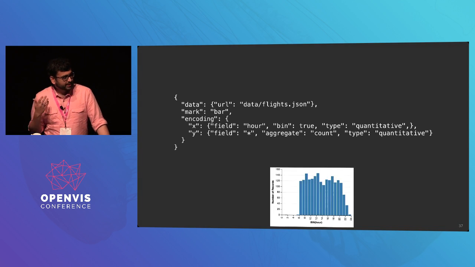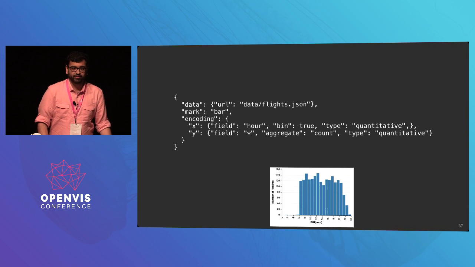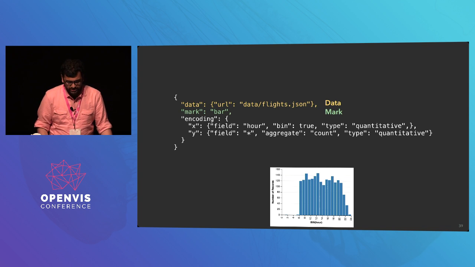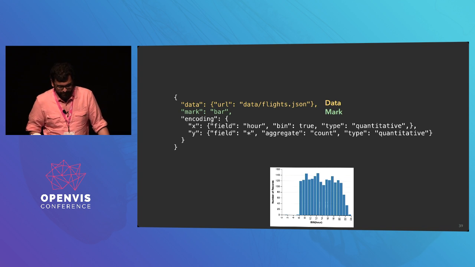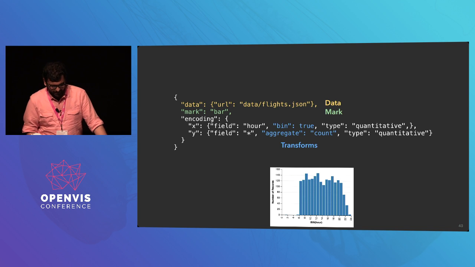So here is what a Vega-lite visualization looks like. I'm showing a histogram of when flights take off. I can embed a data definition, import some data from a URL. And this specification describes how a single mark type encodes this data. You can see that I'm also specifying some transformations inline, like binning the hour and aggregating the count to build up my histogram.